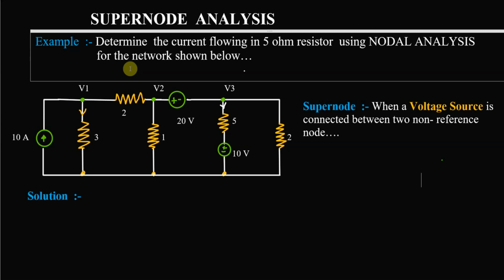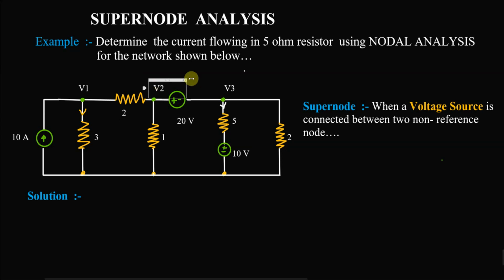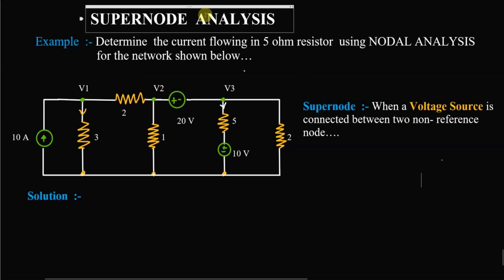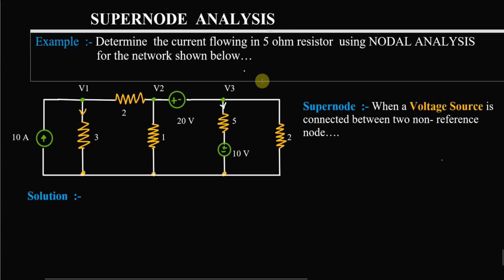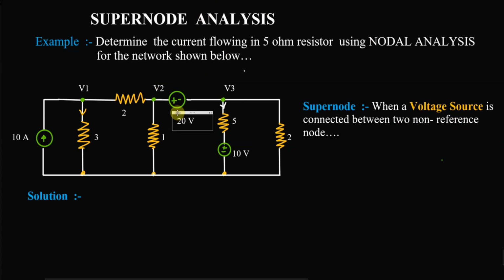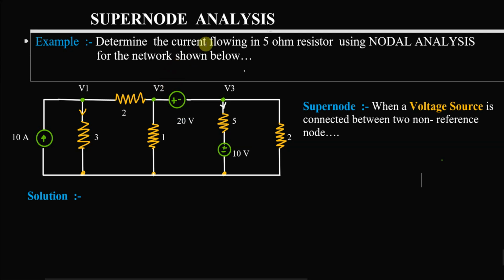We are going to discuss nodal analysis when a voltage source is connected between two non-reference nodes, and this case is known as supernode analysis. We will try to understand how to perform supernode analysis with the help of this example. In this example, we are required to find the current flowing through the 5 ohm resistance. So let's move on to the solution of this example.